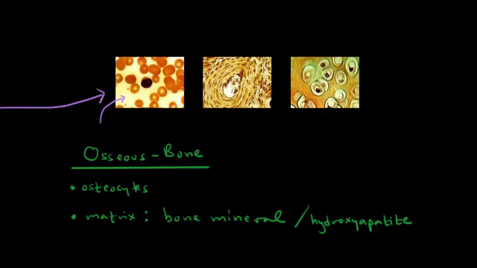Then we have osseous tissue or bone tissue. The cells in osseous tissue are known as osteocytes. Those are those brown cells that are kind of forming a pattern. And the matrix in osseous tissue is what's known as bone mineral or hydroxyapatite, which is basically collagen fibers with different minerals like phosphates, magnesium, calcium, etc.